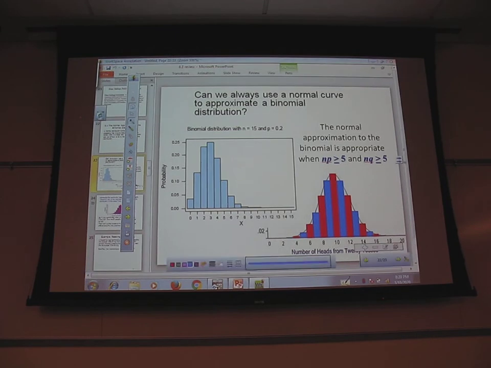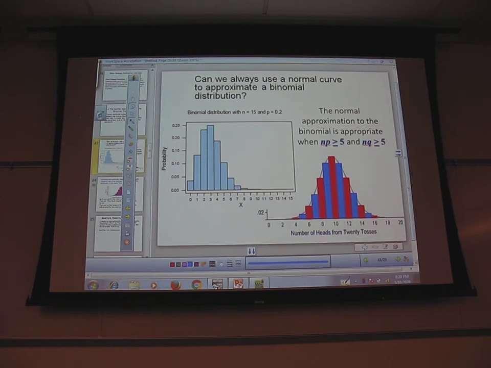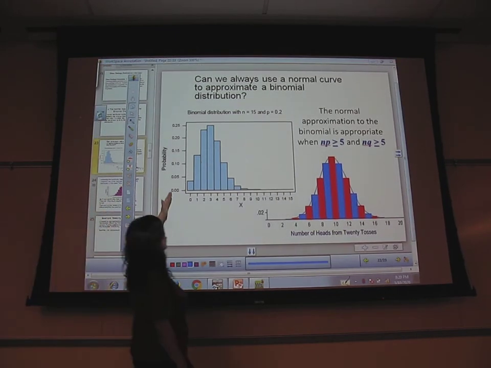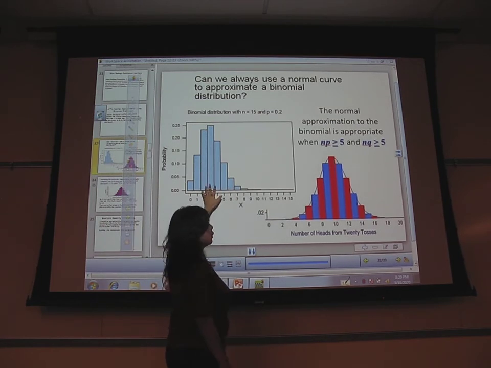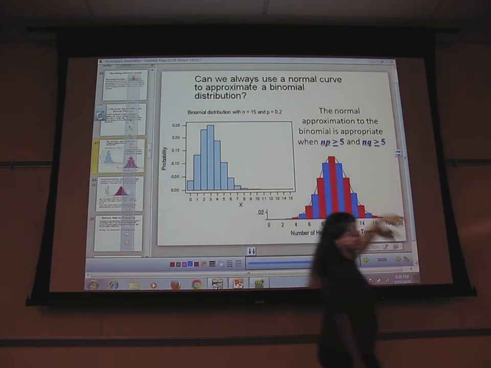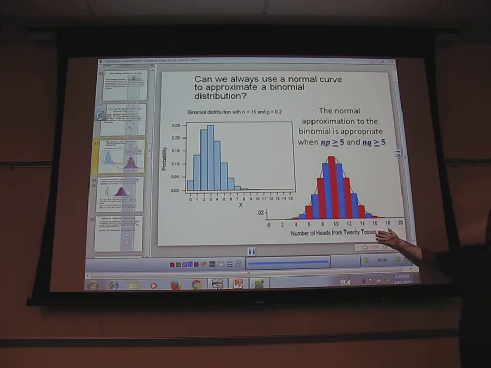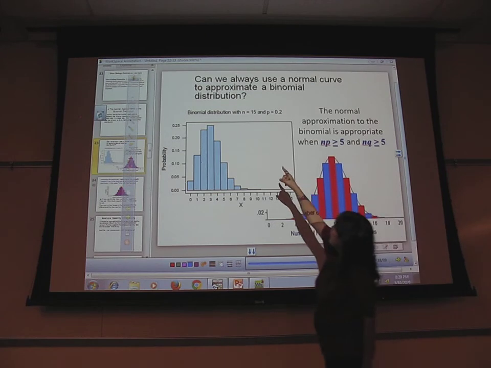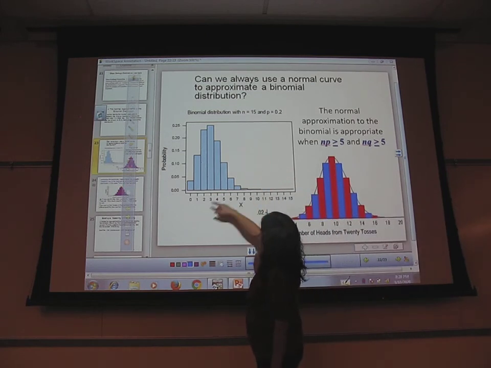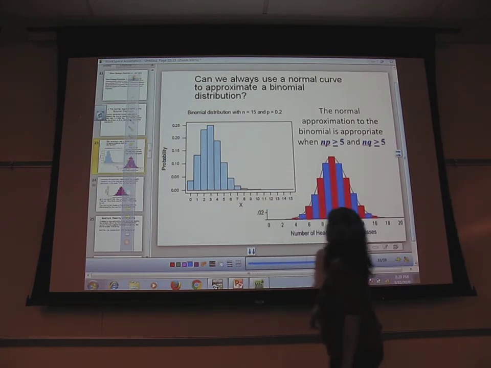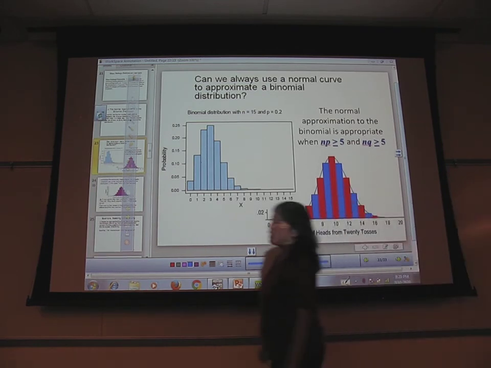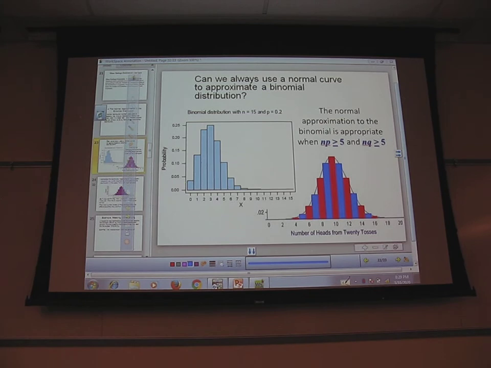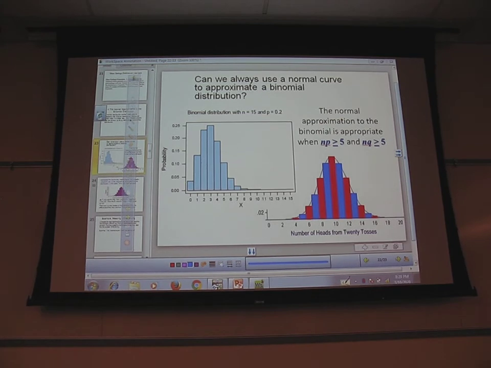Here's the thing. If you look at the first one, that's not very normal. It's kind of scrunched up over here. It kind of jumps out over there. That's not very normal. This one is quite normal. Do you guys see this one? So here, when n is 15 and p is 0.2, you get something like this. And here, when n is 20 and p is 0.5, you'll get this nice looking one.